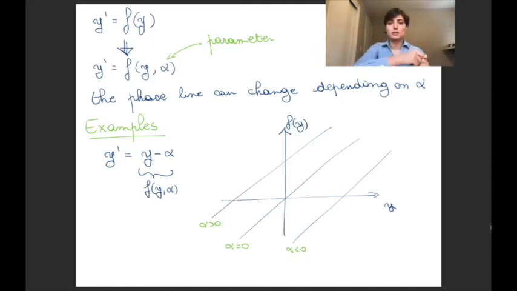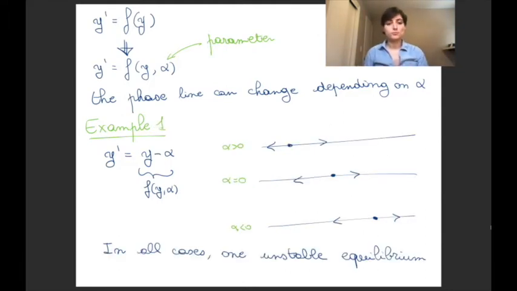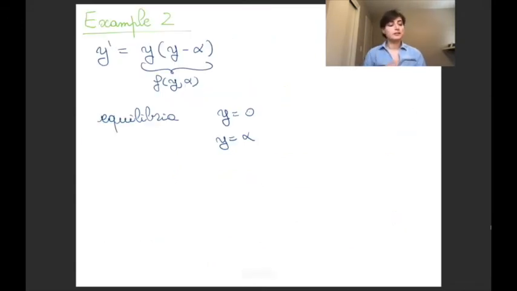When alpha is equal to 0, f of y is y itself, so it's a diagonal. For alpha positive, you're lifting this line up. For alpha negative, you're shifting it down. Still the same shape of a line, but you're moving things around. So your equilibrium changes. In this case, it is y equals alpha and moves depending on where alpha is. In all the cases you still have one unstable equilibrium. Let's look at another example.